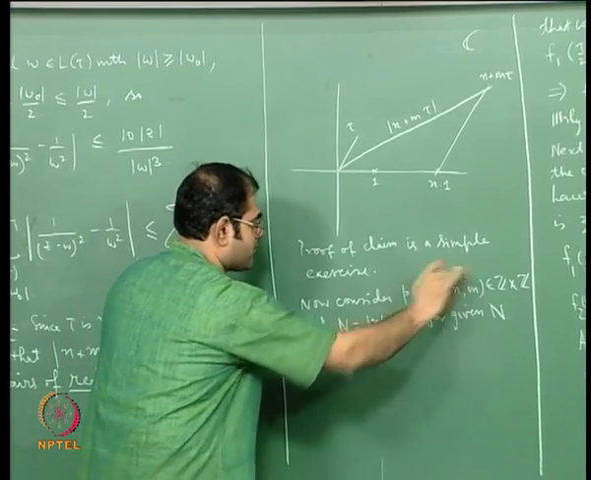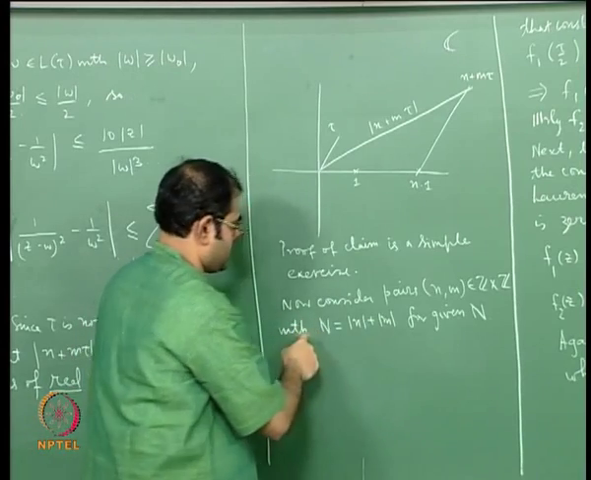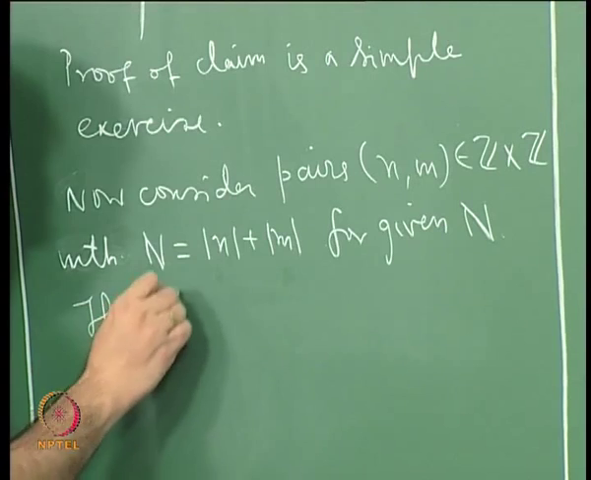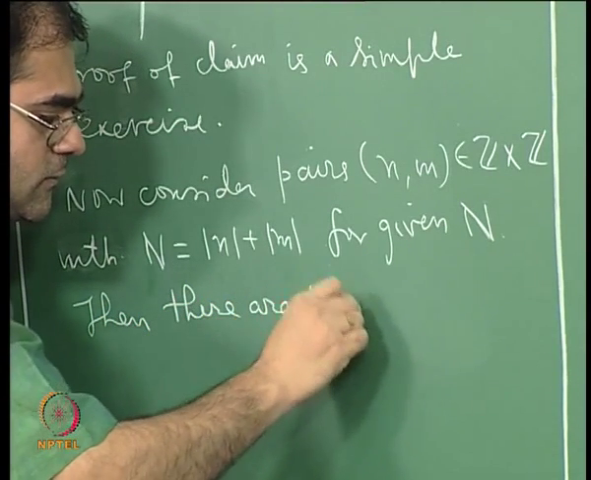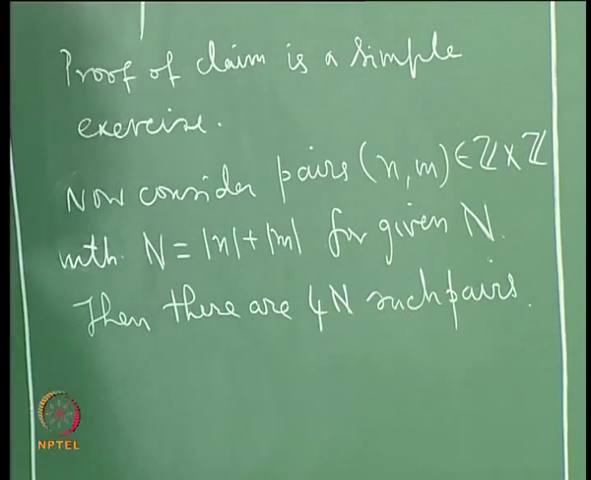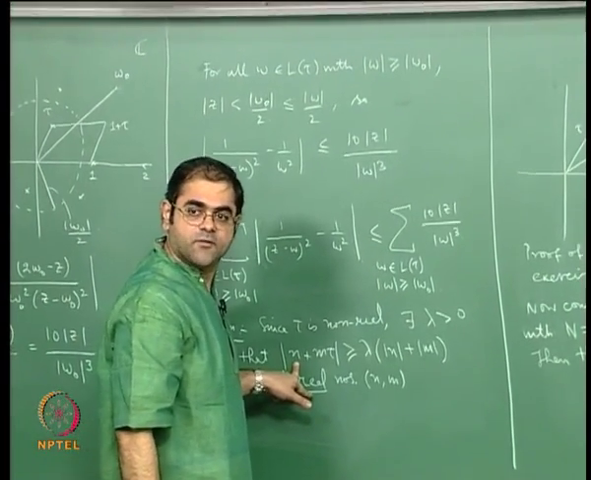So I should say now consider pairs with this. Then there are 4N such pairs.